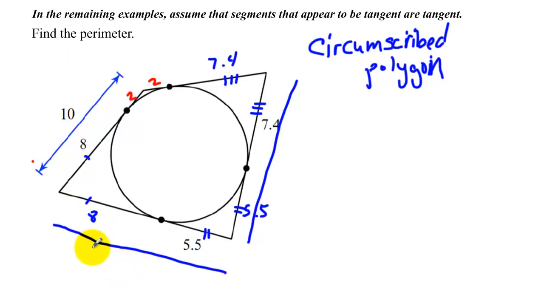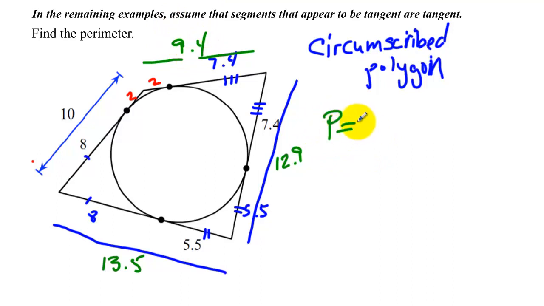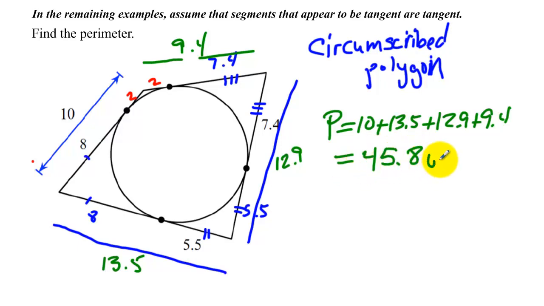So this side right here would be 8 plus 5.5, or 13.5. Here on this side we have 5.5 and 7.4. So that's, I think, going to be 12.9. And right here, this whole side, this fourth side is 7. Whoa. No, it isn't. This whole side would be 9.4. Okay, perimeter, we're just going to add those up. You can do this. 10, 13.5, 12.9, and last 9.4 for a grand total of 45.8 units.